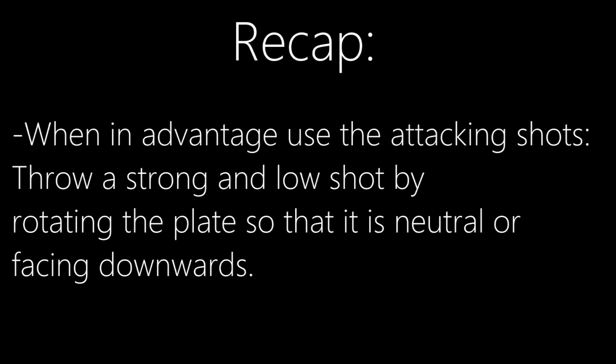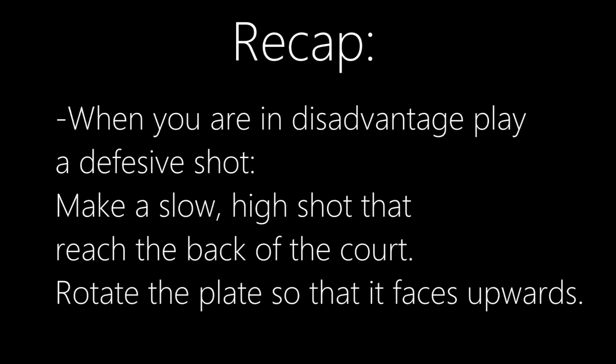Let's recap. When you are in advantage, play strong and low shots, making sure that your opponent goes in the back of the court. You can do so by having a strong shot and rotating the plate so that it is neutral or that it is slightly facing downward. When you are in disadvantage, use defensive shots. Play high and slow balls to give you the time to come back to the tee. You can do so by rotating the plate so that it faces upwards.